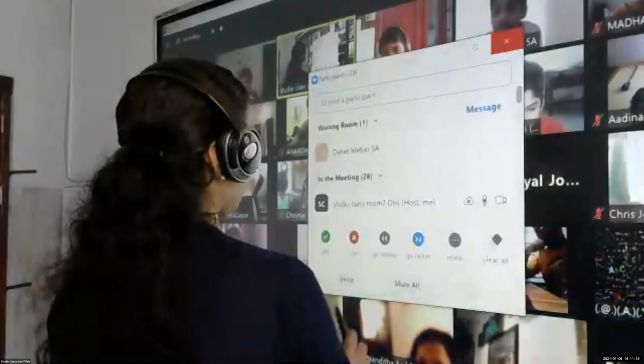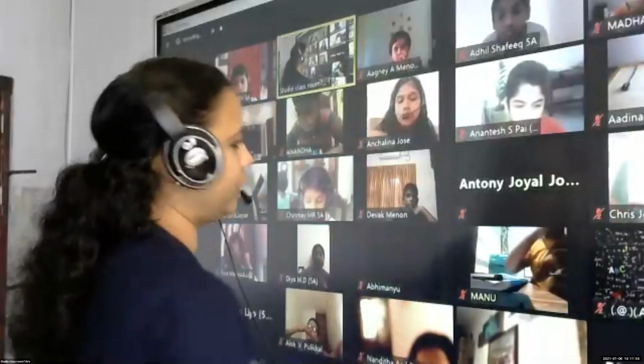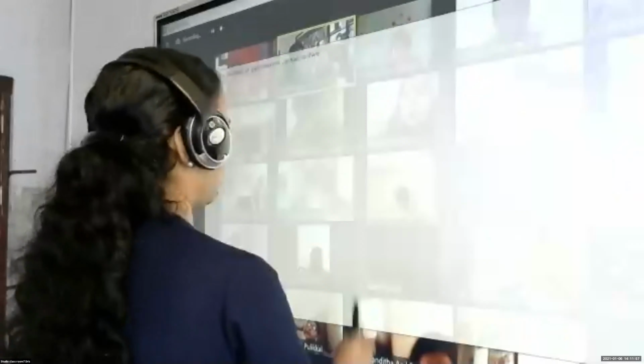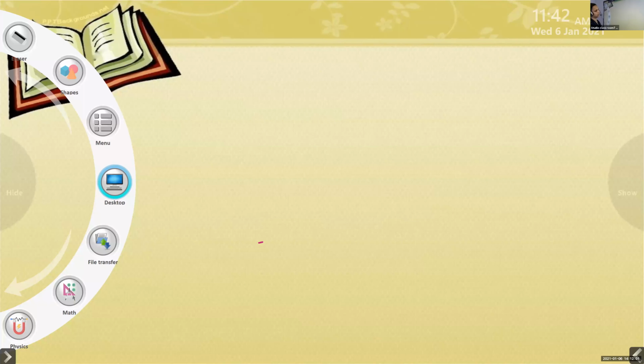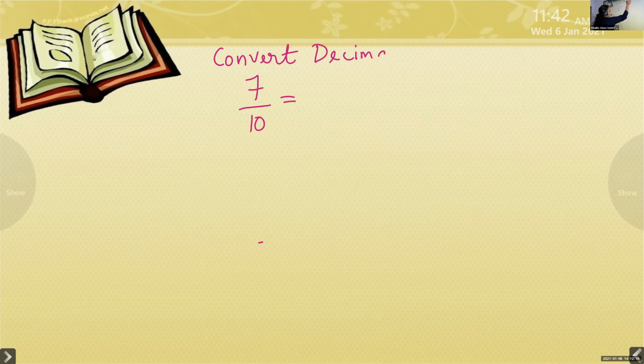Okay. So children, we will discuss some examples, then we will start a new topic. Before starting, we will discuss some examples. 7 by 10. This is a fraction. I want to convert this fraction into a decimal. Who can say the answer? Chinmay, can you say? 0.7.